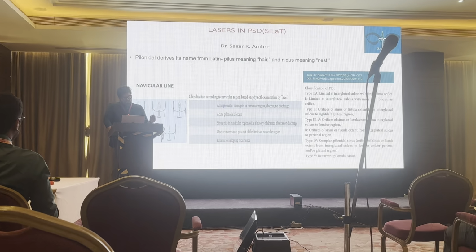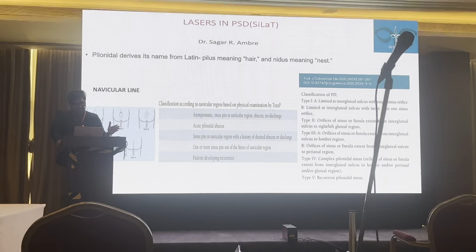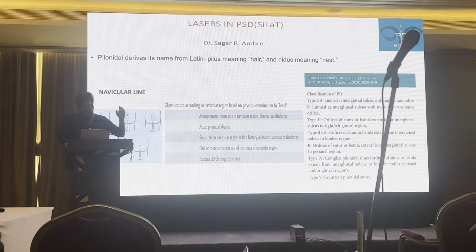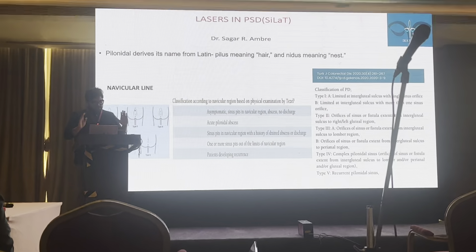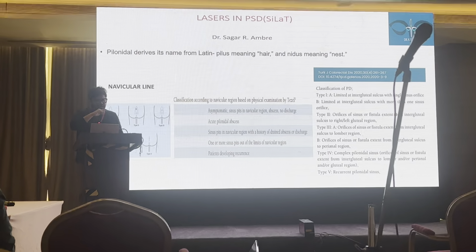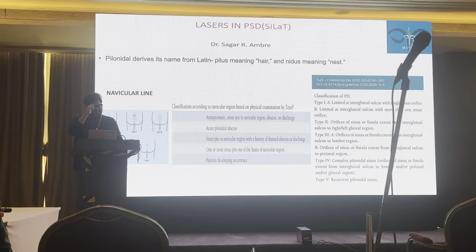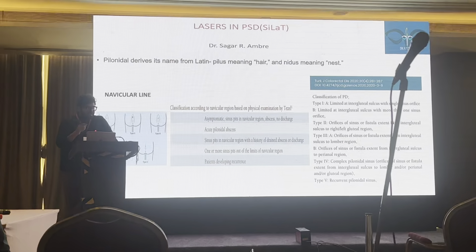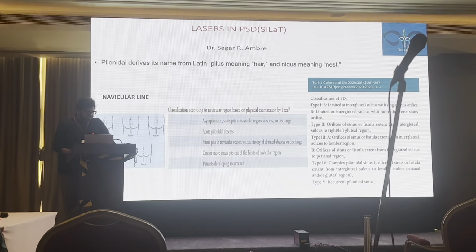One is the navicular line. Whenever the patient comes with a pilonidal sinus, we have to make him stand and draw a line by pressing both the gluteal muscles, and we have to draw the line joining the point where it comes. These lines basically give you the idea about the sinus opening and secondary sinus openings which we see in pilonidal sinus disease.